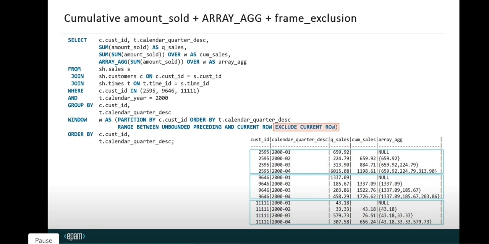Now let's add the exclude current row option to the current solution to exclude sales data for the current quarter. As a result, for the first quarter, the cum sales column takes the value null. For the second quarter, the sum window function will return first quarter sales. For the fourth, it will return the sum of sales for the first, second, and third quarters.